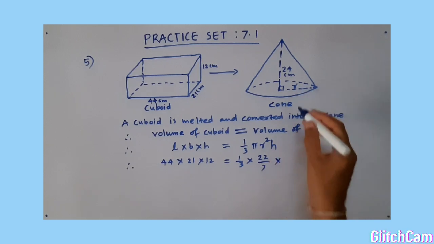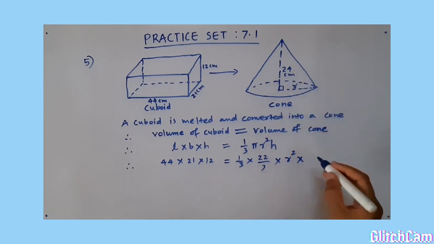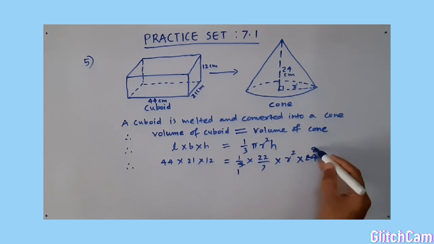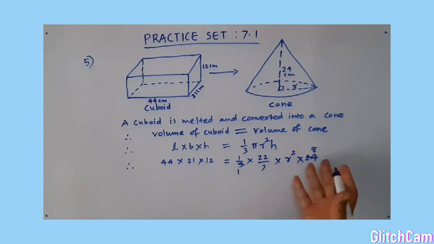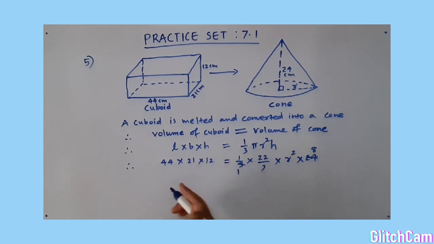Okay, radius we have to find. So I will put r square as it is, and height is 24. Now, first of all, let us cancel this 3 and 24. 3 ones are 3, 3 eights are 24. Understand? Nothing more gets cancelled here. So what we will do is, we will try to shift these numbers. 22 by 7 is one number, other is 8 to this side. And you know how to do.